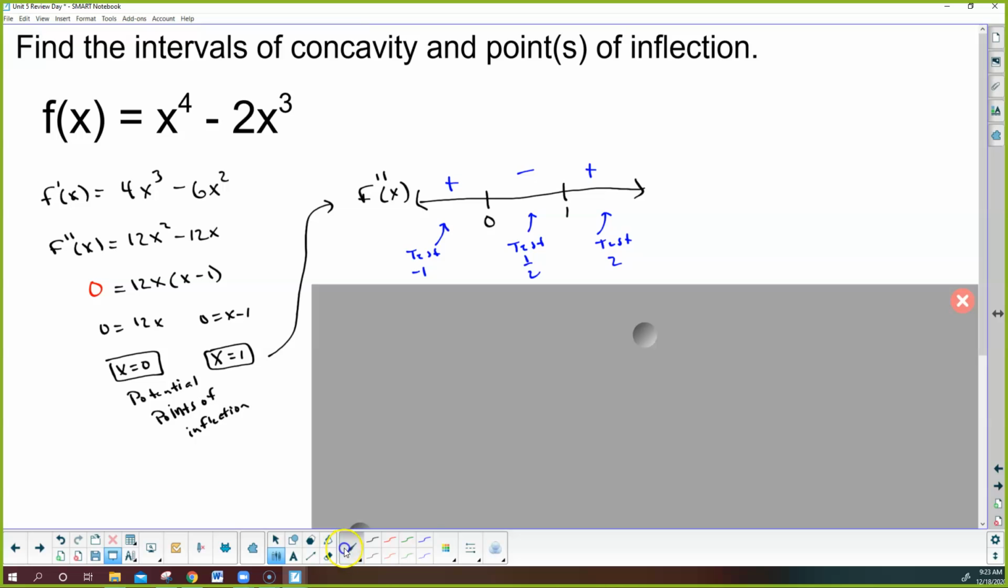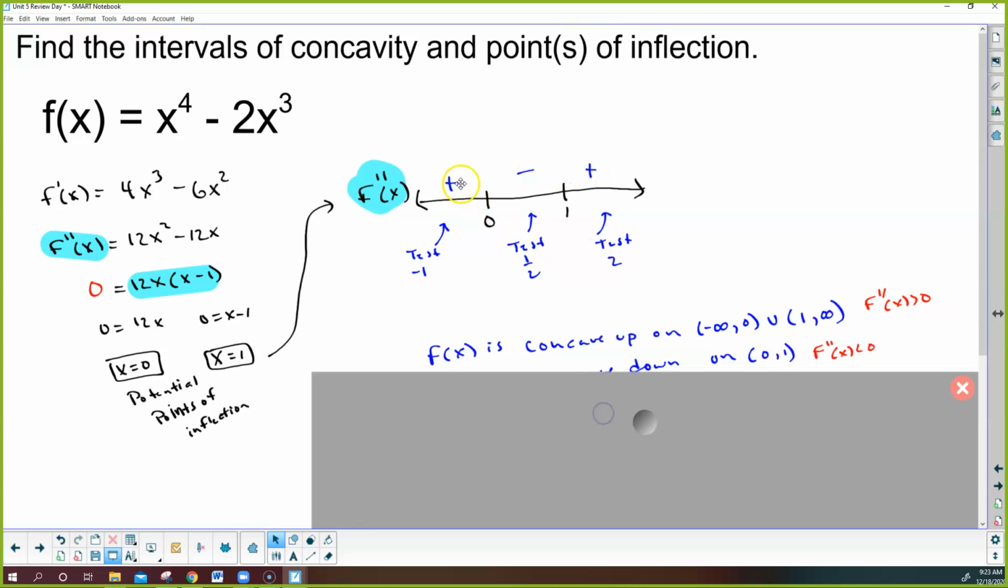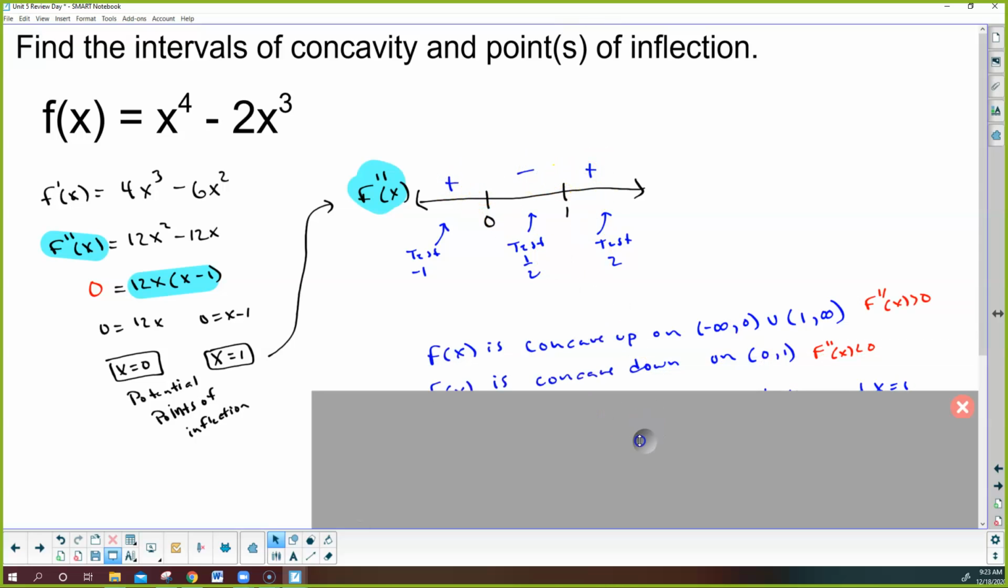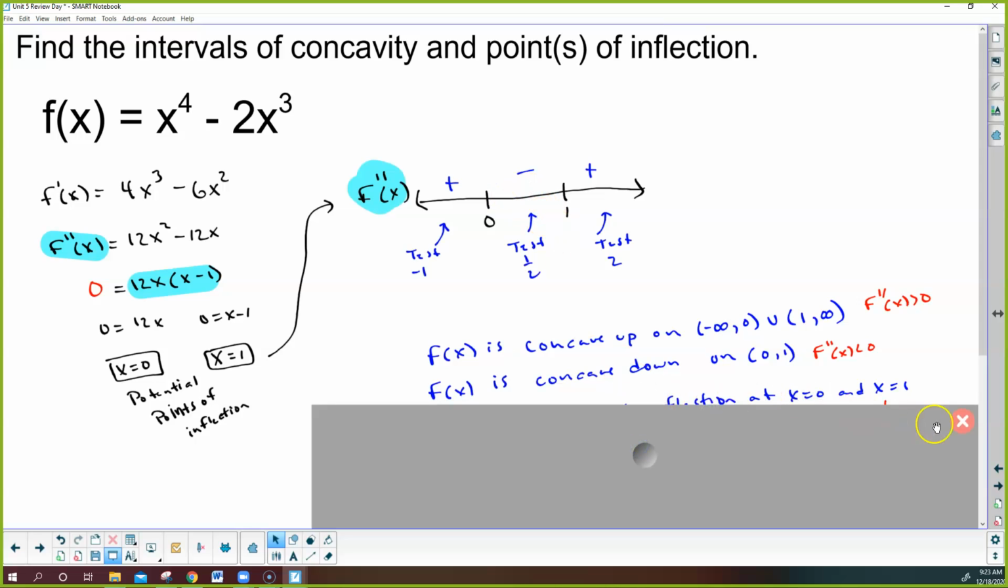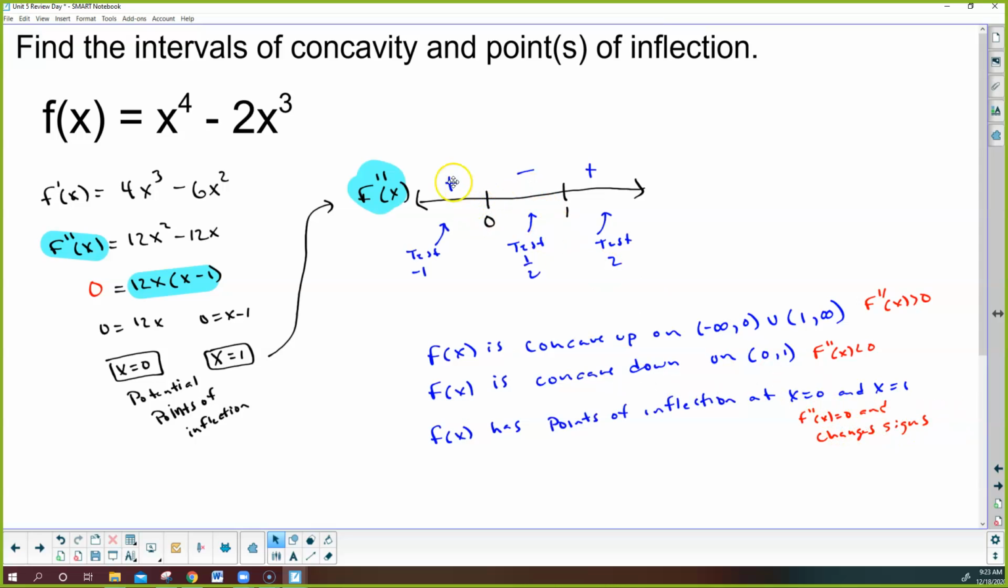Test the values to the left and right, and I am testing this in the factored form of the second derivative because it's easier to do that. We get positive, negative, positive. Concave up is when we have positive second derivatives. Concave down is when we have negative. And points of inflection occur if there's a sign change, which there are, so 0 and 1.